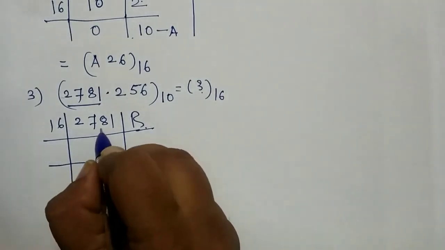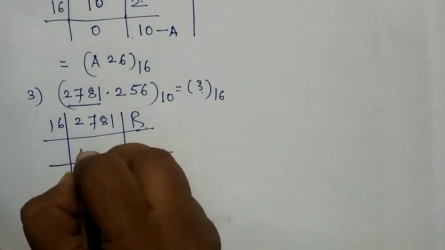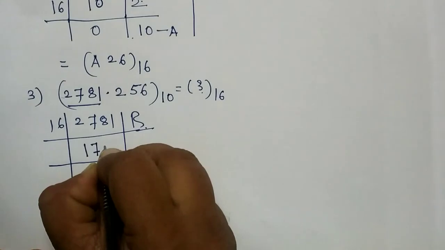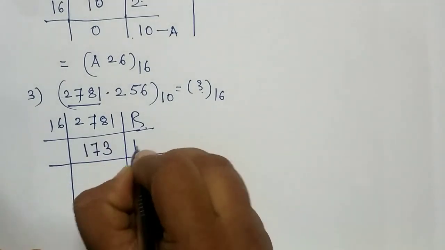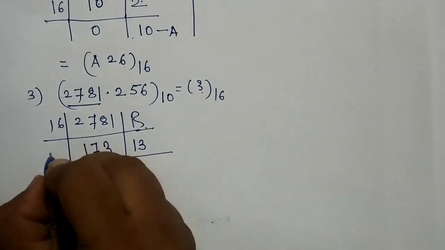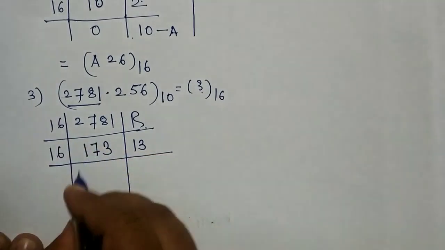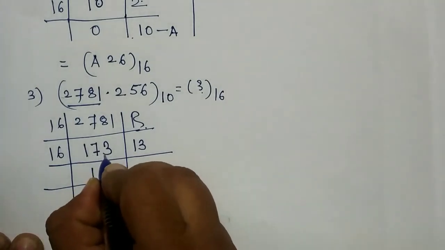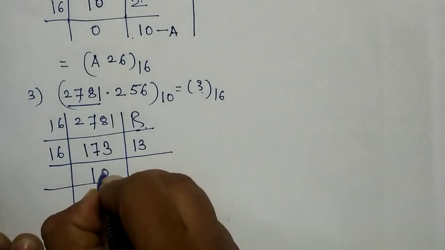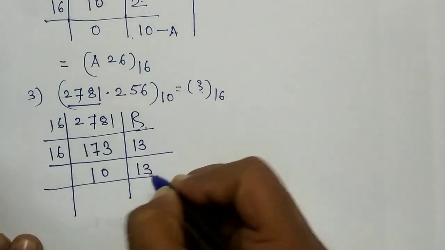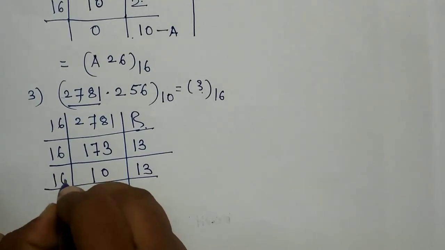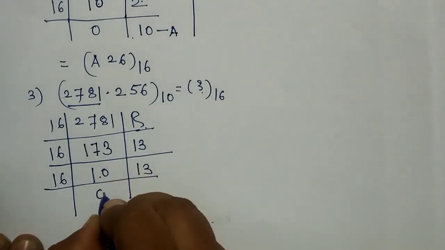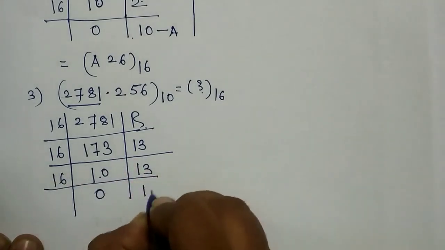So if I divide 2781 by 16, the quotient will be 173 and the remainder is 13. Okay. Now this time 173 divided by 16. The quotient will be 10 and the remainder is 13. So now 10 is not divisible by 16, so write down 0 here, and this 10 will transfer here. Okay. This 13 will be written here.